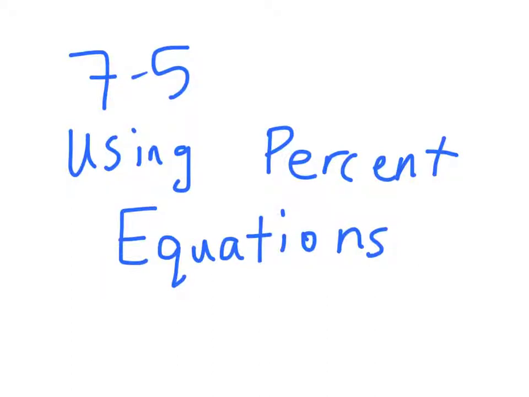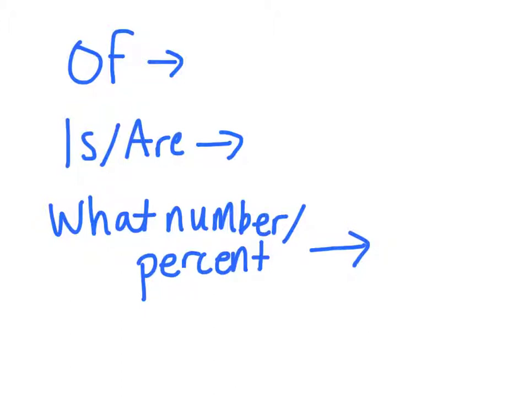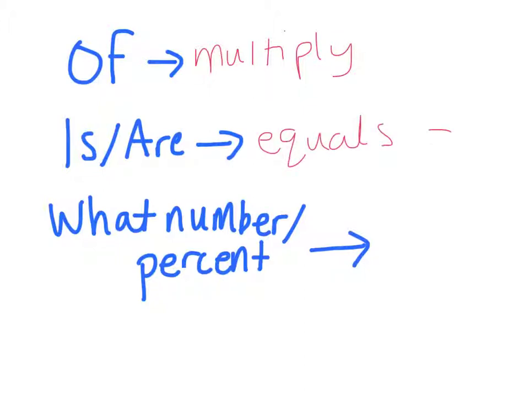Chapter 7, Lesson 5, Using Percent Equations. All right, this is where we're going to do some translating. So when you see the word "of," that means multiply. When we see the word "is," or maybe the plural form "are," it means equals. So we put an equal sign.